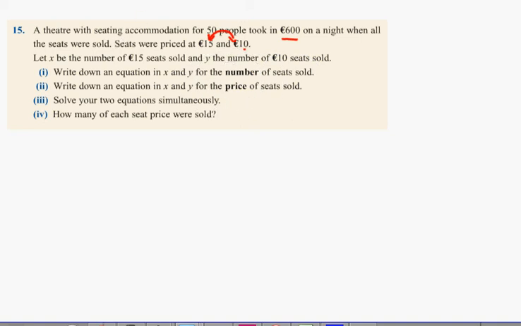Okay? Let x be the number of 15 euro seats sold and y be the number of 10 euro seats sold. Write down an equation for the number of seats sold. How many people do we have to sell seats to? So x is the number of 15 euro seats, y is the number of 10 euro seats. How many seats do we have to sell? 50, because there's 50 people going there.